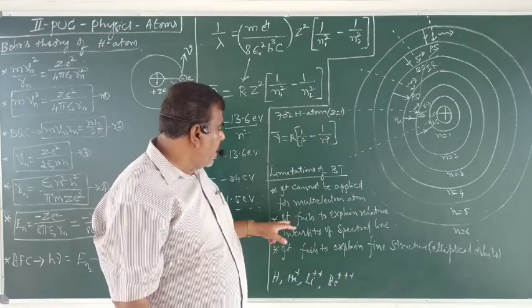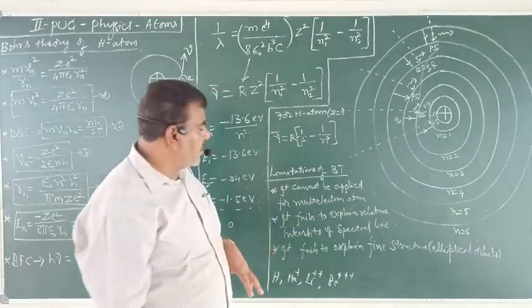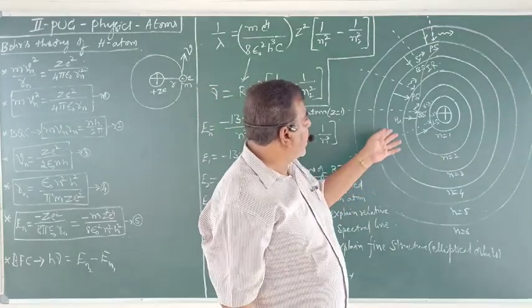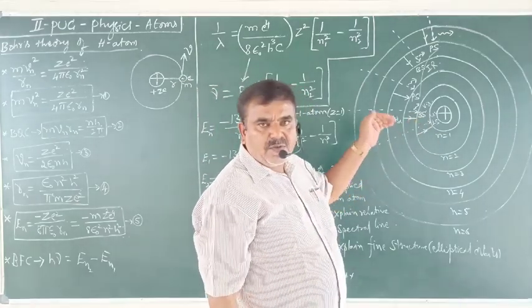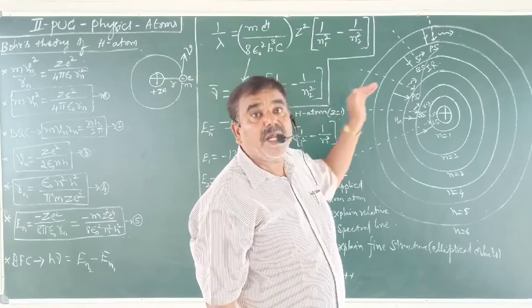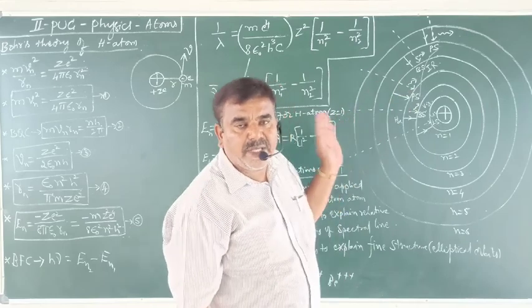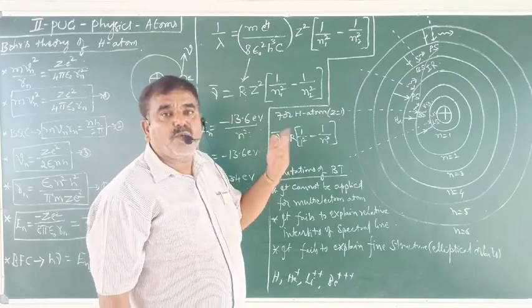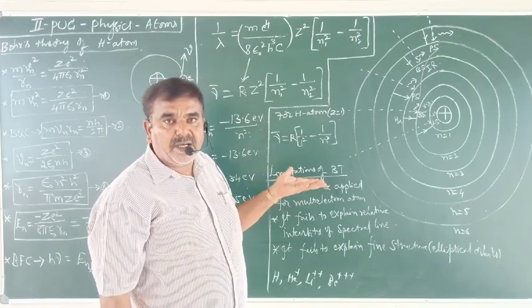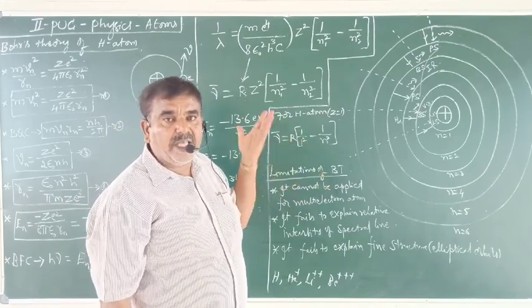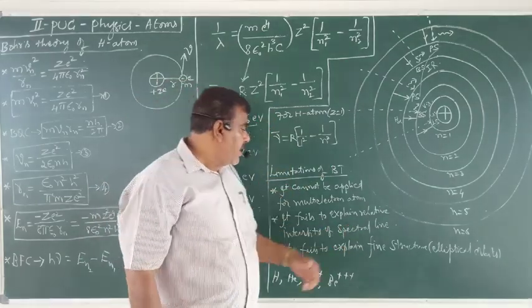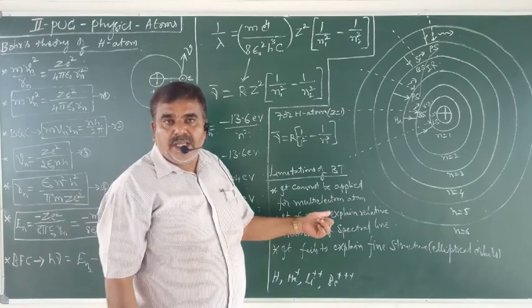Then, it failed to explain the relative intensity of spectral lines. Intensity means brightness. If you take any spectrum, a few lines appear bright, a few lines appear dull. Why are a few lines more probable? Why do they appear brighter? Why are a few lines dull? That cannot be explained using Bohr's theory.